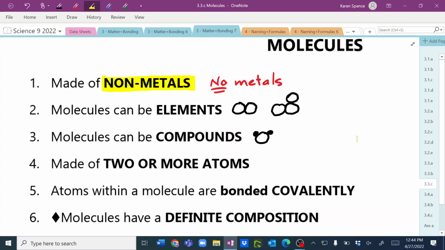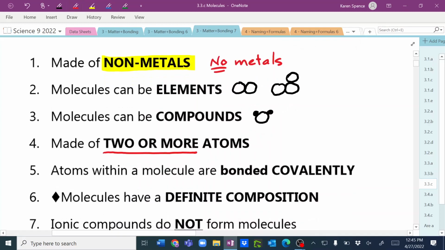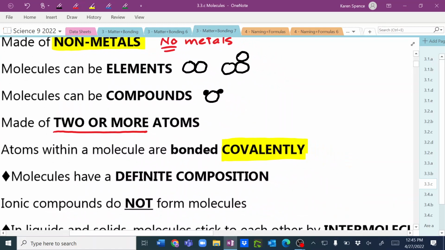Regardless of whether they are elements or compounds, they are always made of two or more atoms. Yes? Two or more atoms. The atoms within that molecule are bonded covalently. What is happening with the electrons if they are bonded covalently? Yeah, the electrons are shared.